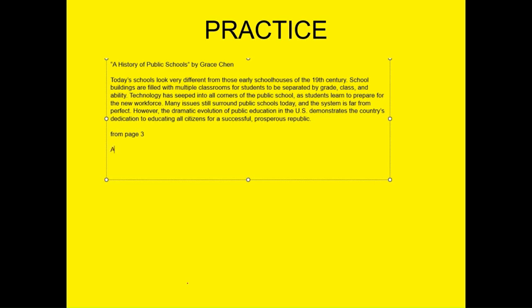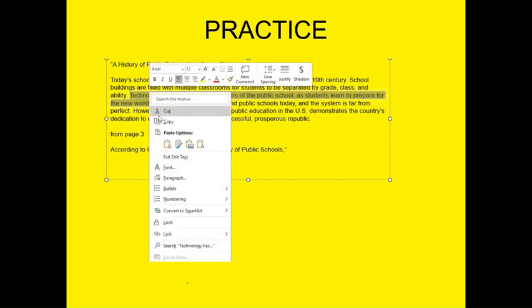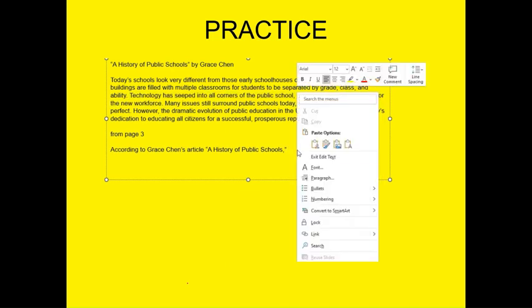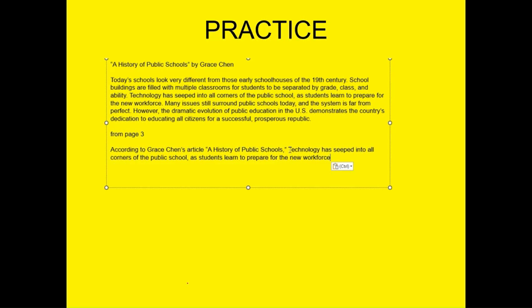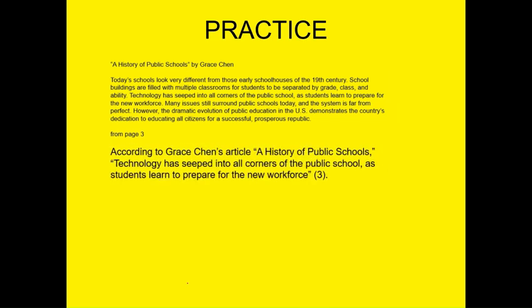So, as you can see, according to Grace Chin's article, "A History of Public Schools," put quotation marks around the title since it's an article. And then you're going to pull the quote, whatever quote you're going to use to support your main point. Put quotation marks around it. Don't forget that. Then you're going to put the page number at the end. That's it. It's that basic. It's simple.